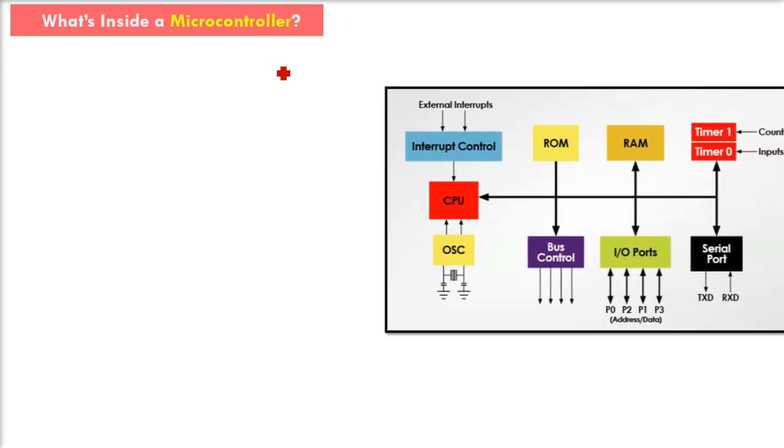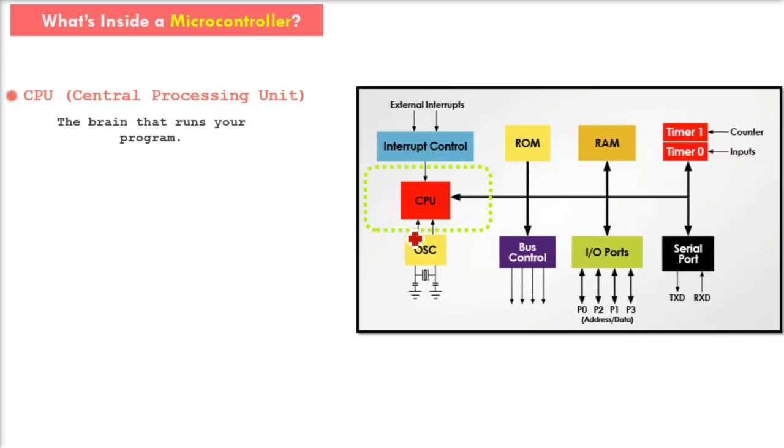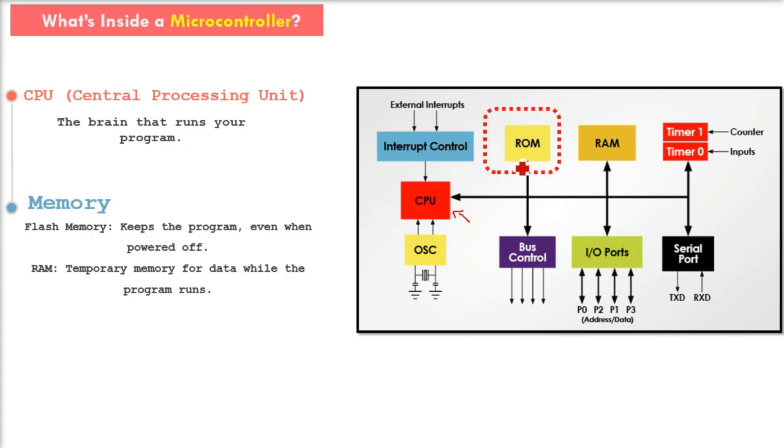A CPU, central processing unit, is the brain that runs your computer program, or simply a small program. The memory stores the program or data. Flash memory keeps the program even when the power is off. Then the RAM is the temporary memory for data while the program is running.